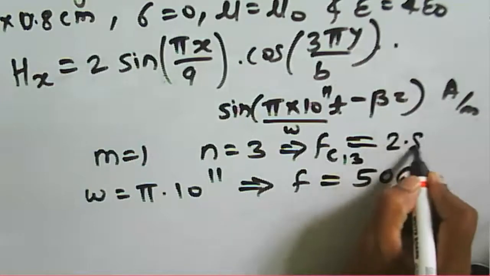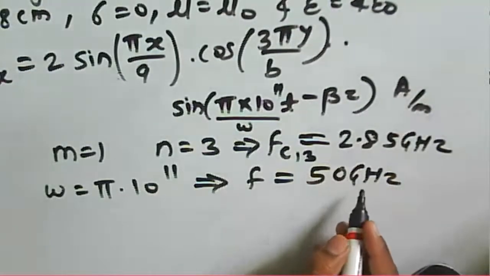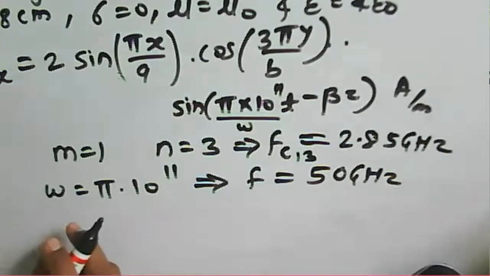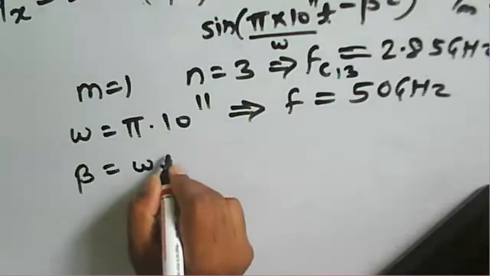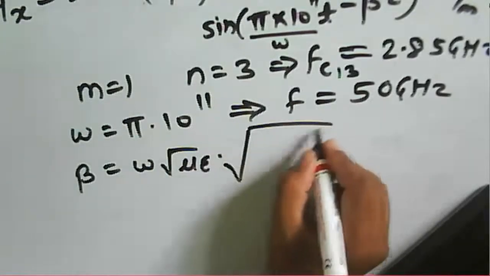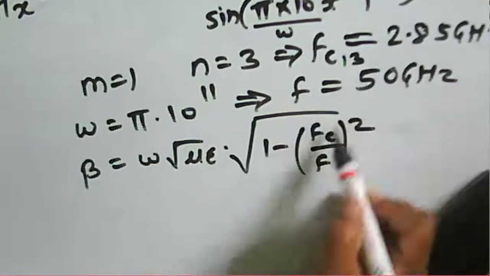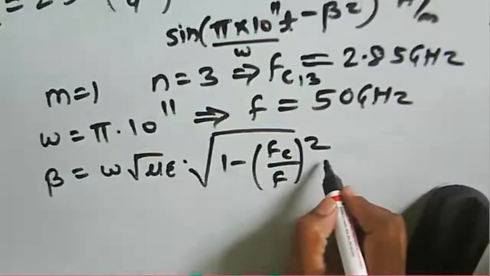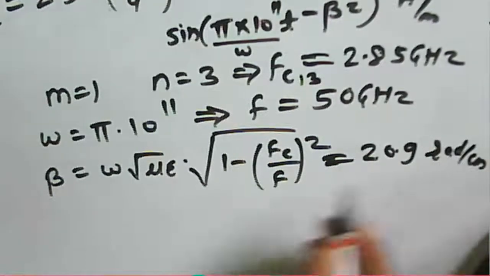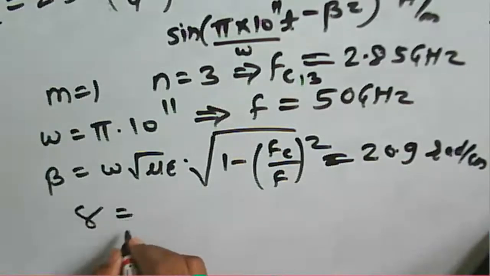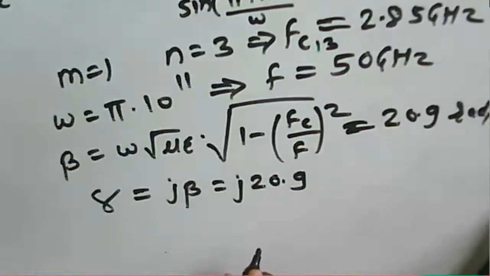That will be 2.85 gigahertz, and the signal frequency f is about 50 gigahertz. Then we find the phase constant. Phase velocity we have already seen. The phase constant will be omega under root of mu epsilon, all into under root of 1 minus fc by f whole square. With fc and f equal to 50 gigahertz, we get the phase constant as 20.9 radian per centimeter. Then the propagation constant will be j beta, that is j into 20.9.